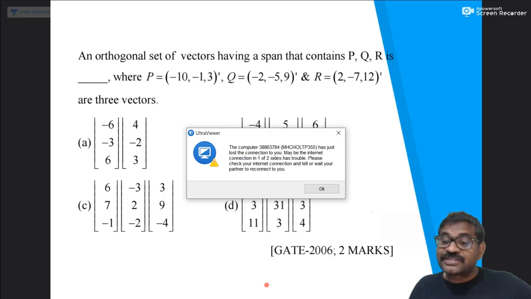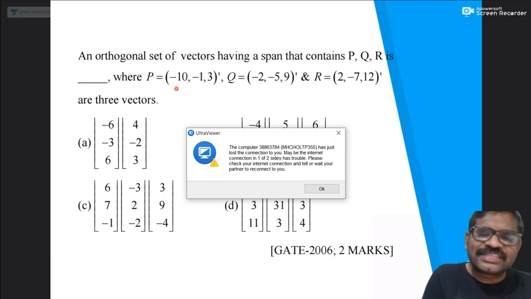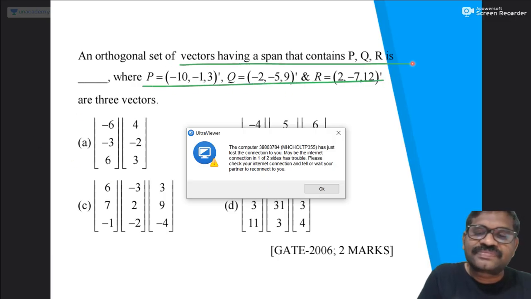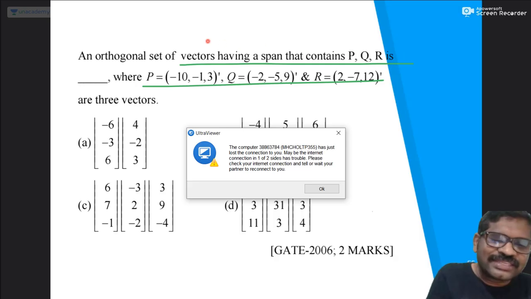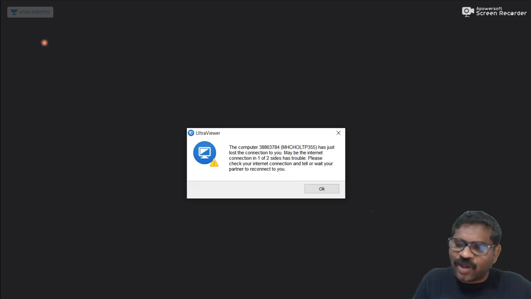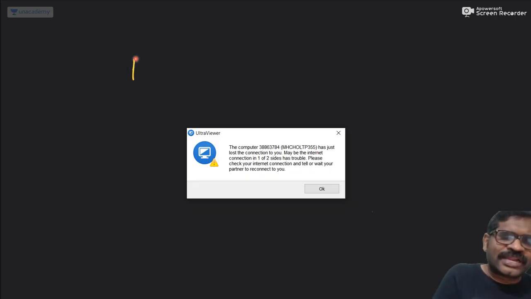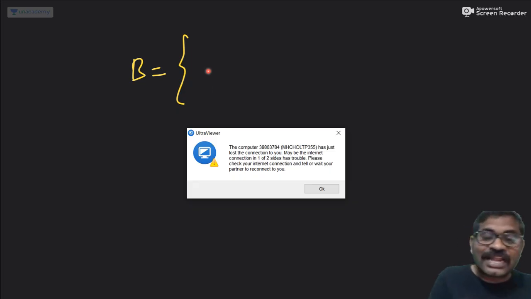Most of the students try to understand this concept. They will ask, sir, what is spanning, what is PQR, how to solve it. Actually, the problem is, the keyword is here. This is the keyword. What he said in the problem, he told that a set B is a basis containing three vectors PQR.